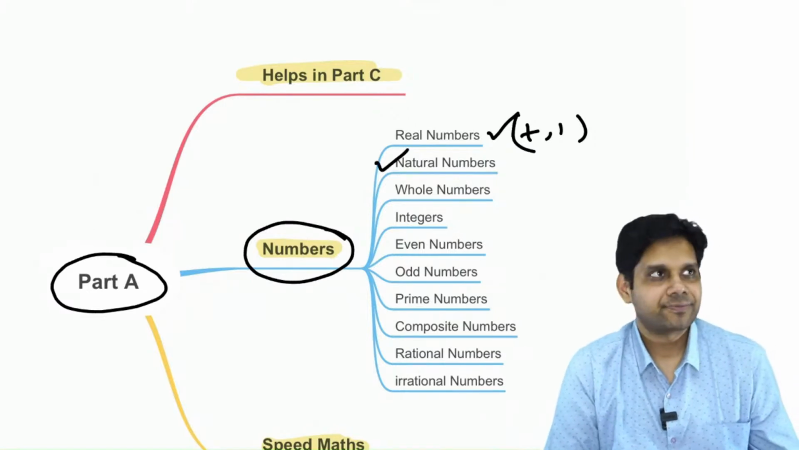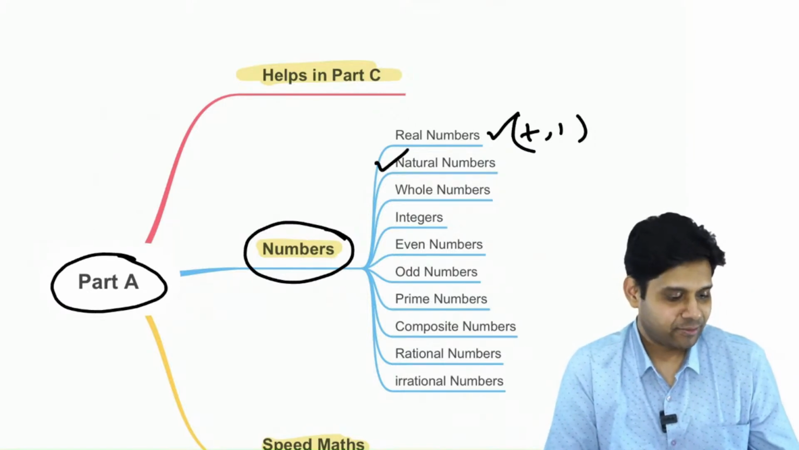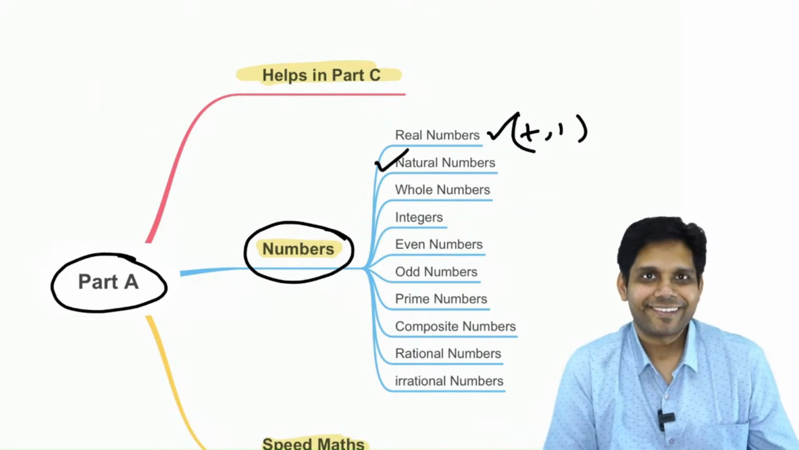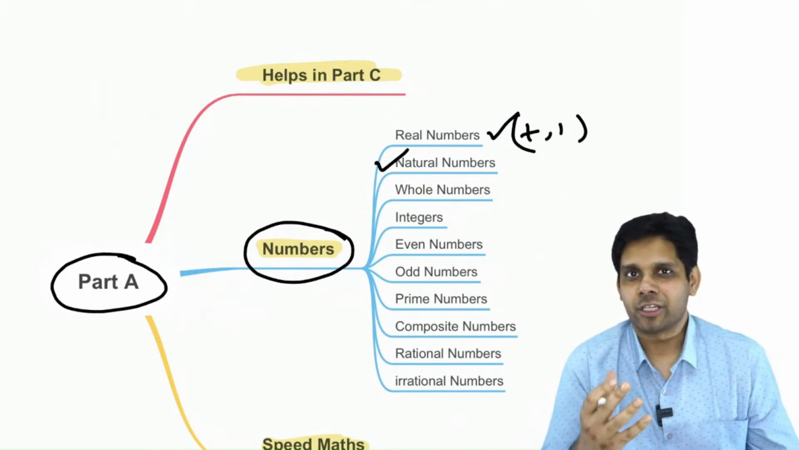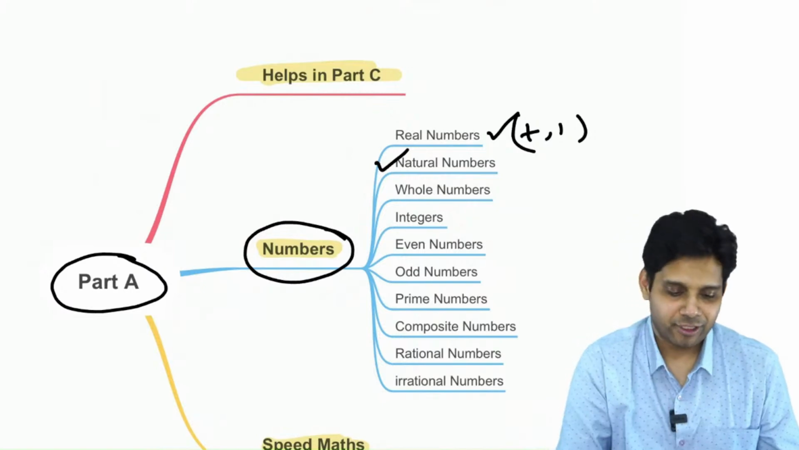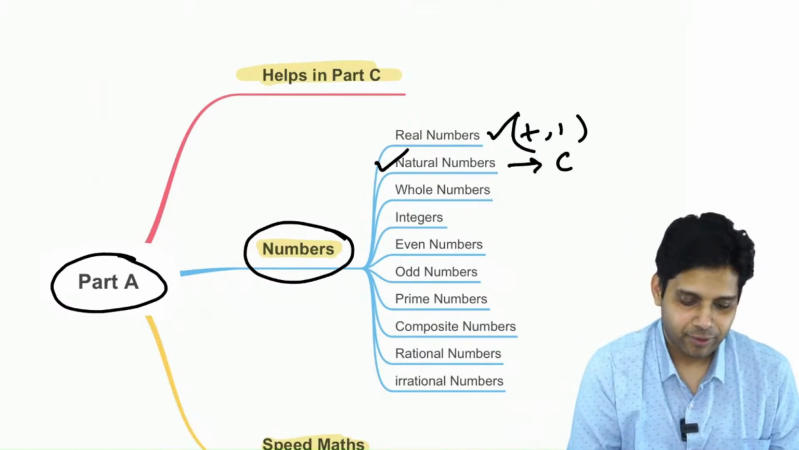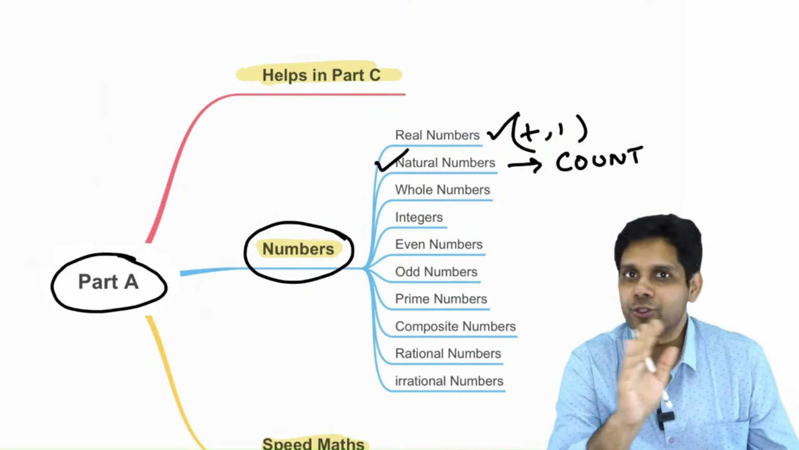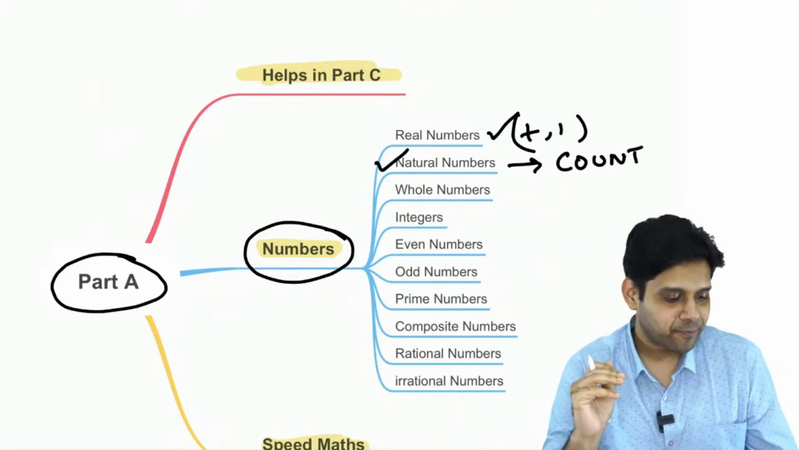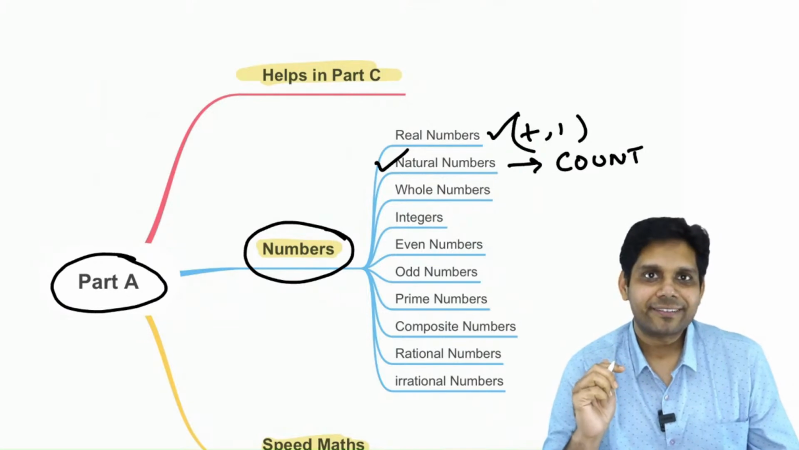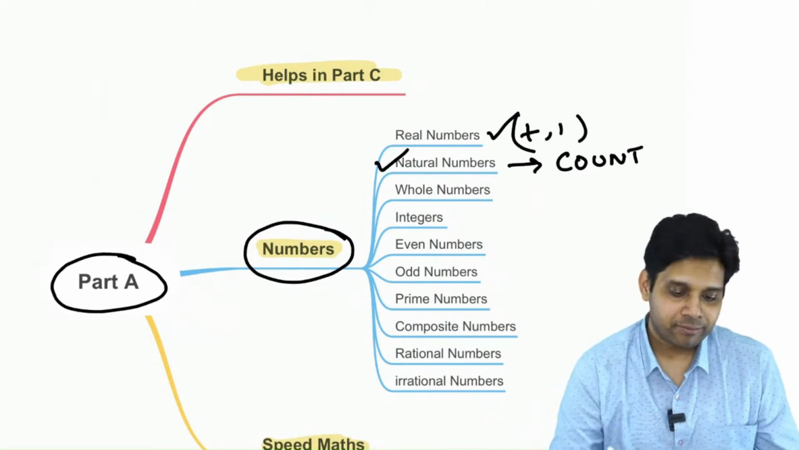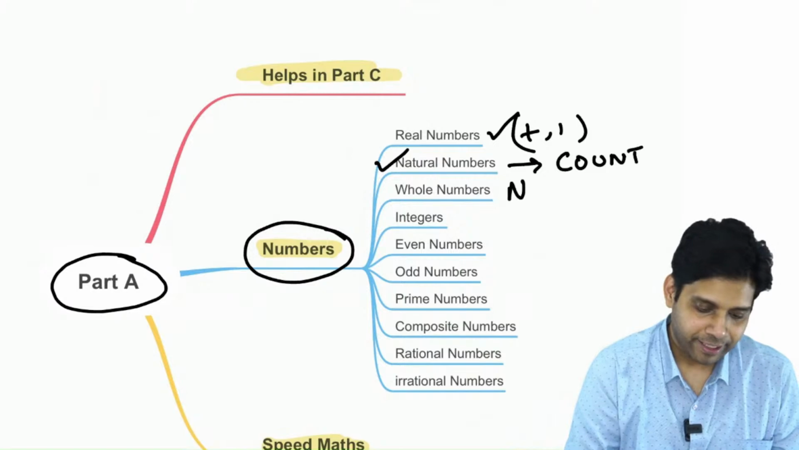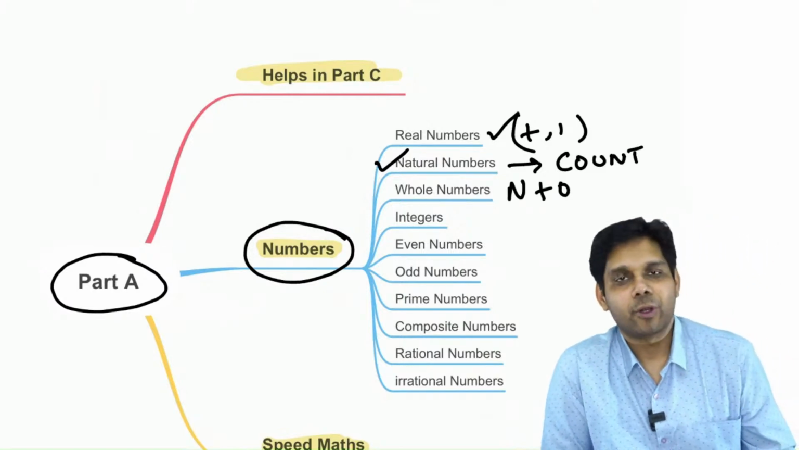What is a natural number? Who will tell me? Yes. Counting, where counting starts. Counting numbers are natural numbers, right? Okay. Where do you start counting from? From 1. So 0 is not included, right? Now, what is a whole number? Natural number plus 0, that means N plus 0 is whole number.